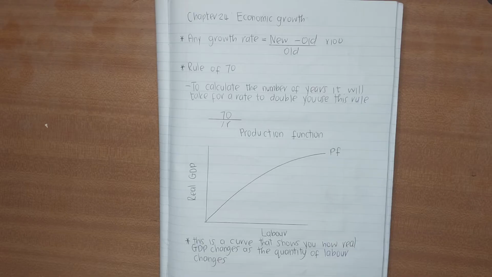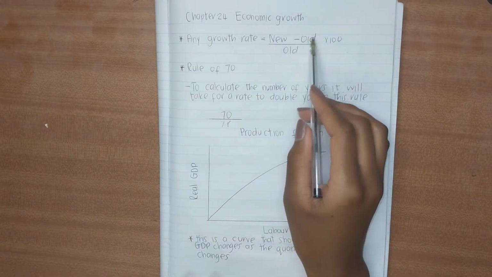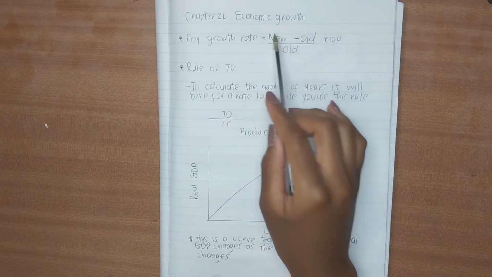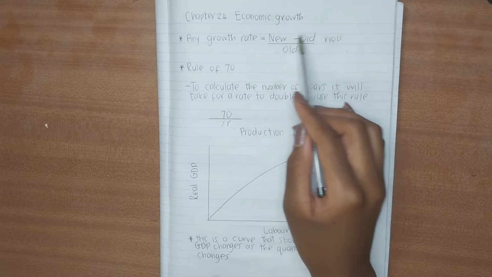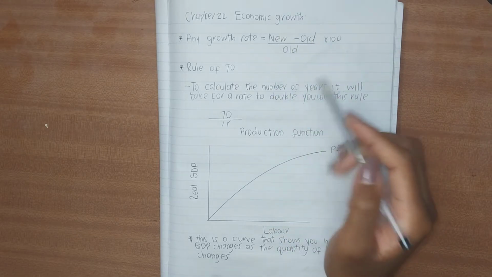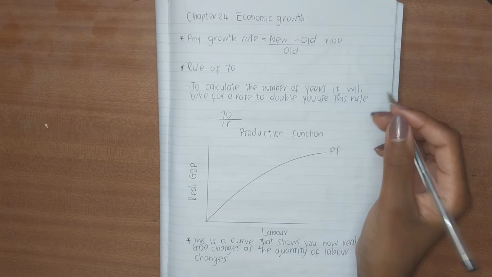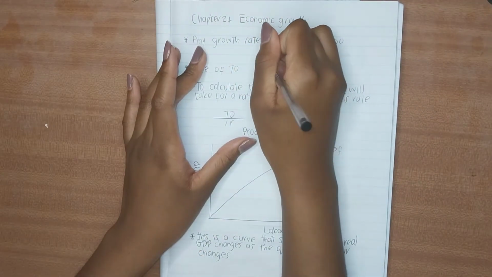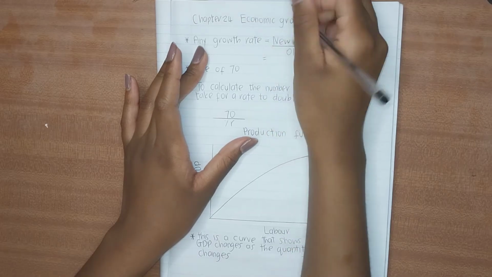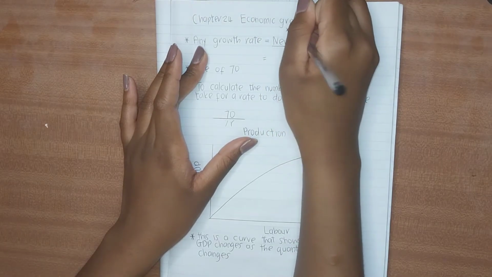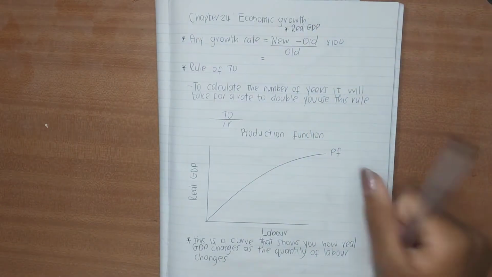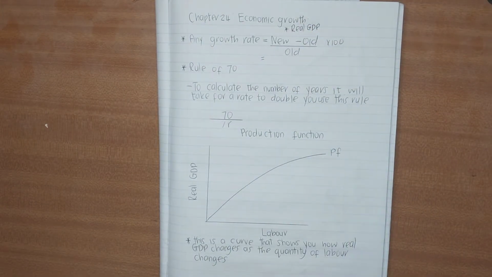Any growth rate that you need to calculate, you need to say new minus old over old times 100. So if you're calculating economic growth, you're going to say the new real GDP less the old real GDP over the old real GDP. I hope that's clear. Okay, let me just put a bullet point that you're looking at real GDP. And then we go on to the second point.